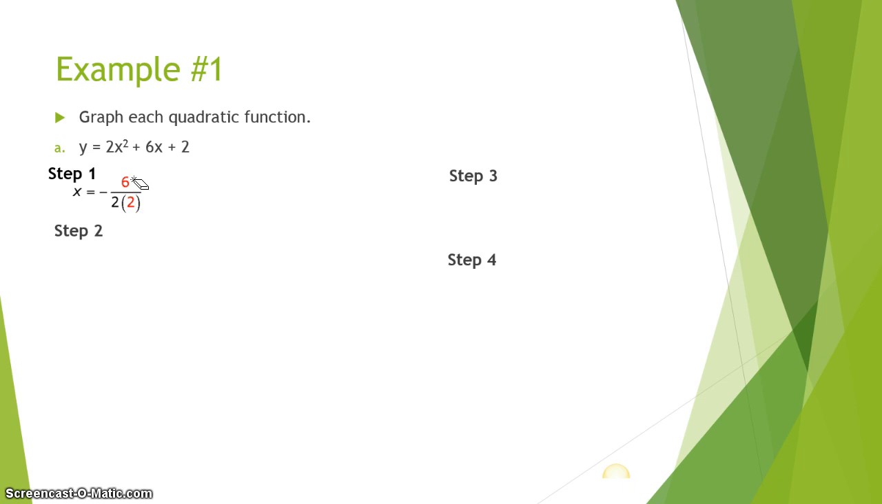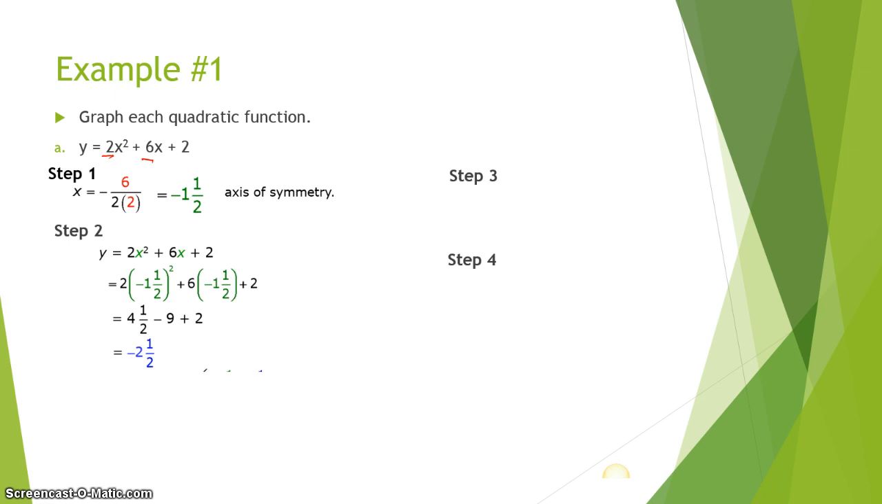So my b is 6, my a is 2, so it's -b, -6, divided by 2 times 2. That simplifies to -6 over 4, which becomes -1.5. That's going to represent my axis of symmetry. My second step, I now am going to find the vertex.